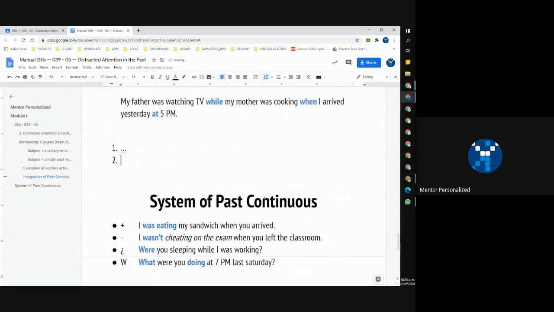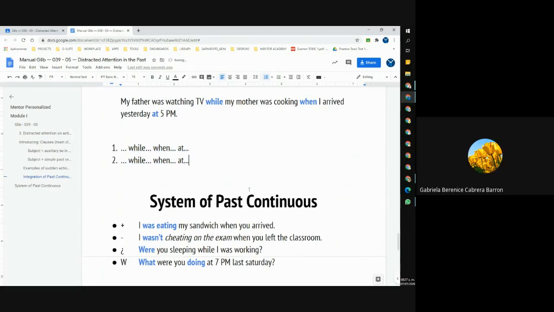Similar sentence. I was having a breakfast while my mother was talking on the phone when my father arrived at home yesterday at 7 o'clock. Very good, Gabi. Very good. Number two.